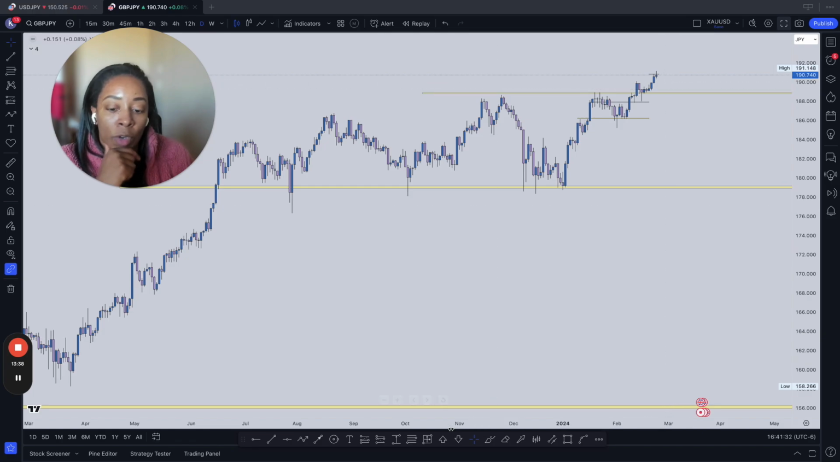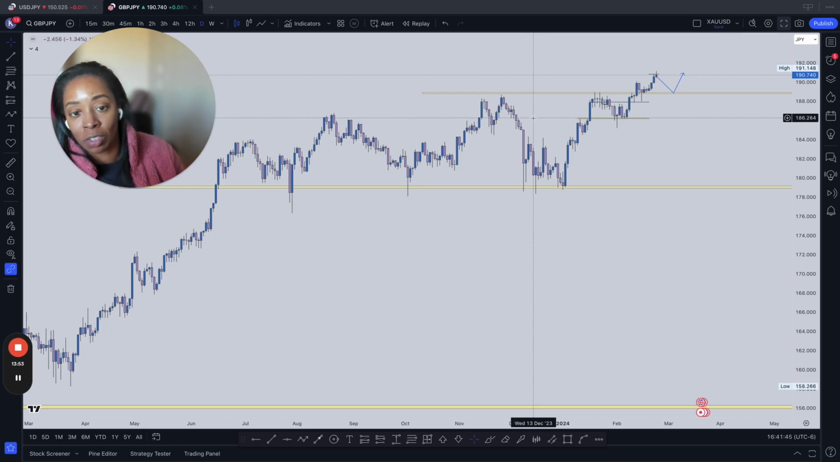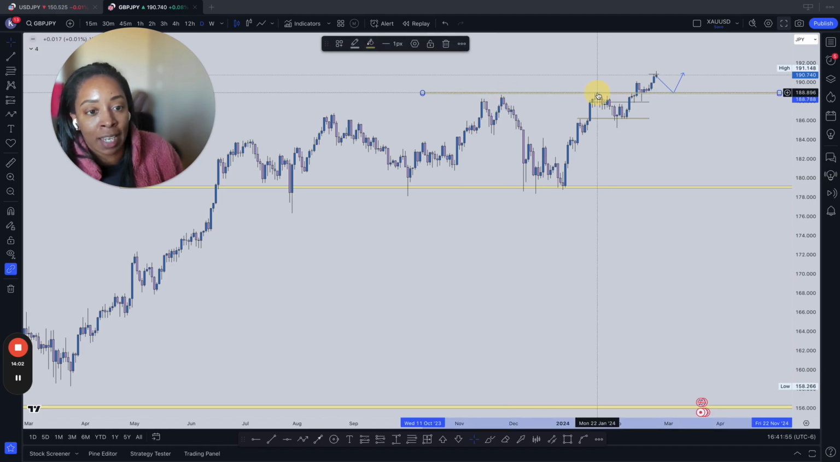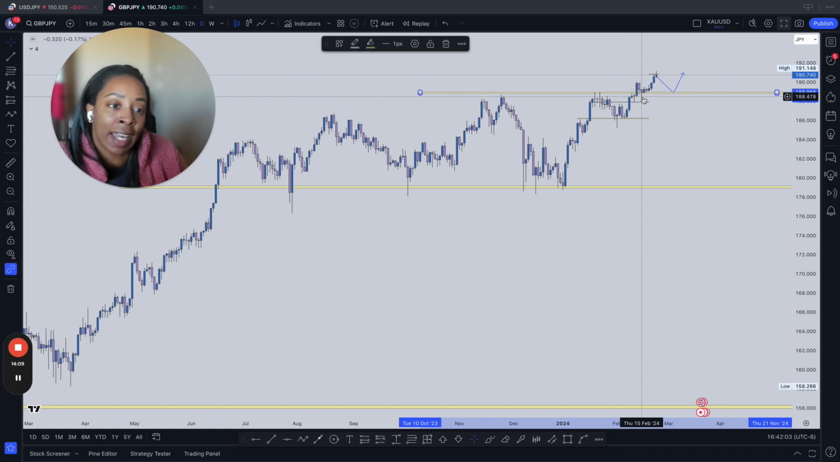So what I would be looking for here is for price to come back into the zone and then continue up. That will be my buy idea. And you may be asking, why is that? Well, for the reasons I just talked about a moment ago. It's mainly because this is a really strong level, this 188 level. Price came here, sold off. Price came here, sold off. This bullish candle right here was the candle that broke out. And as you can see, price tried to come back down, but it could not.